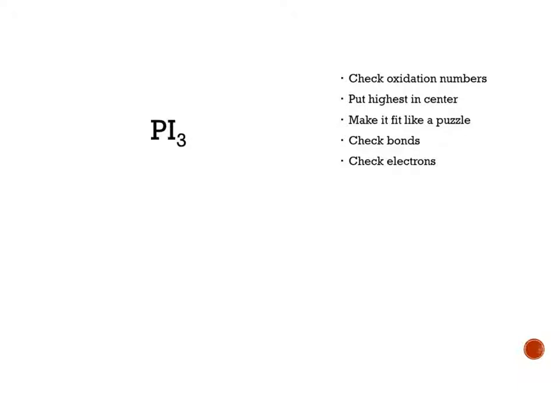Okay, so let's take a look at this one. Phosphorus has an oxidation number of 3. Iodine has an oxidation number of 1. And so phosphorus is going to go in the middle. We're going to spread our iodines all around the phosphorus. And then if we look, phosphorus wants 3 bonds, iodine wants 1 bond, and so we'll put a bond in between each of those.